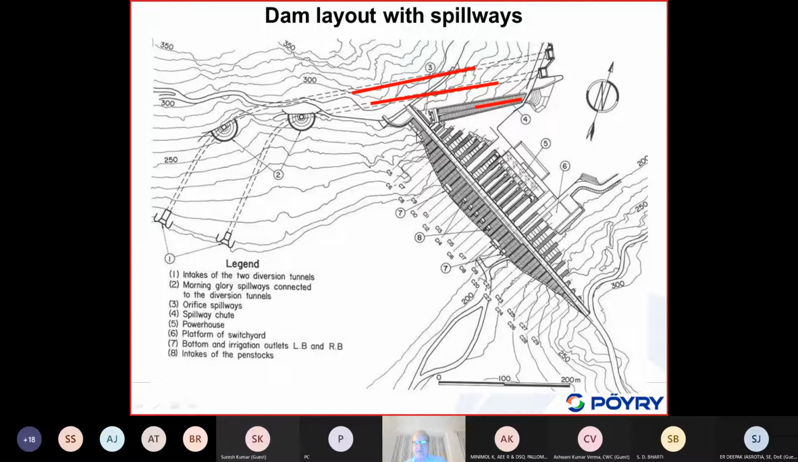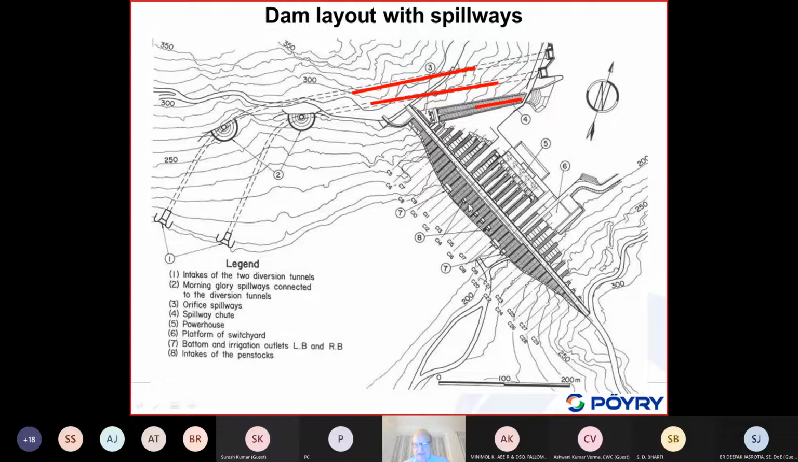So I will refer to these structures, and there is also a road here, let me say, passing above the intakes of this Morning Glory spillway, and the road passing here across the dam, and here a few meters, and then going into a tunnel, and here also some road at the right bank, which I would like to show.